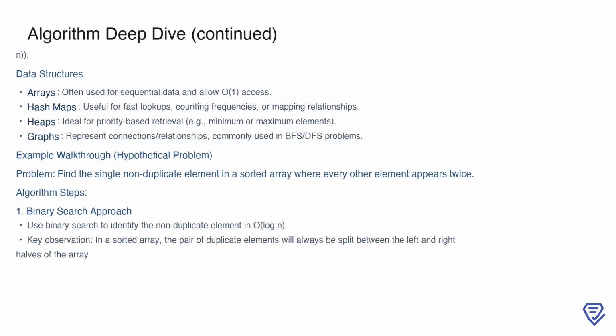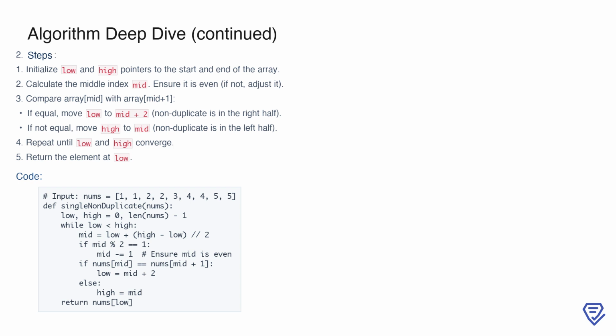To solve the problem, we start by initializing two pointers, low and high, at the beginning and end of the array, respectively. Next, we calculate the middle index, mid, and ensure that it is even. If not, we adjust it. This ensures we always compare pairs correctly.